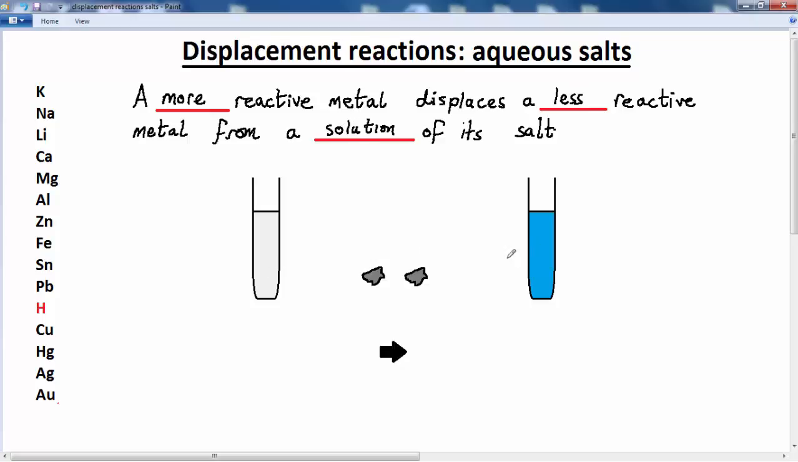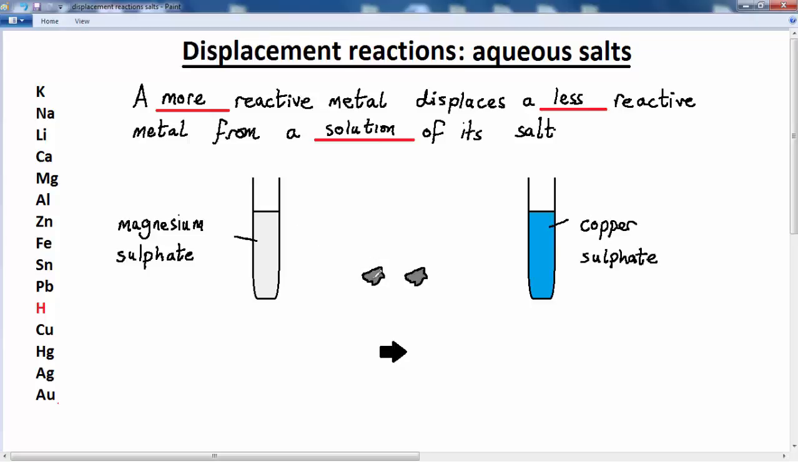So in these two test tubes, we've got two solutions of salts. In this case, we've got a solution of magnesium sulfate. That's also known as Epsom salts. So what that means is that the magnesium sulfate powder has been added to water and dissolved in the water. So we've formed what is called an aqueous solution. And in the other test tube, we've got this characteristic dark bluish colour of a solution of copper sulfate.